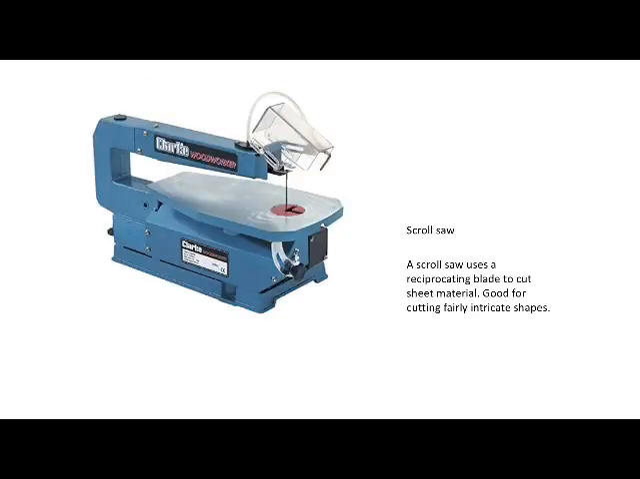The next machine is called a scroll saw, and basically a scroll saw consists of a reciprocating blade that moves up and down, and what you do is you feed your sheet material onto the blade to cut it, and it can be used to cut fairly intricate shapes from sheet material. Wood obviously being the main material, but it can also be used for cutting plastic as well.